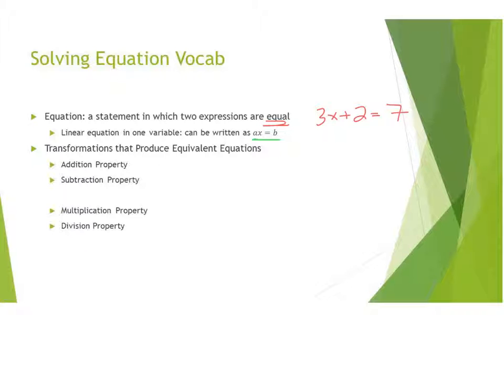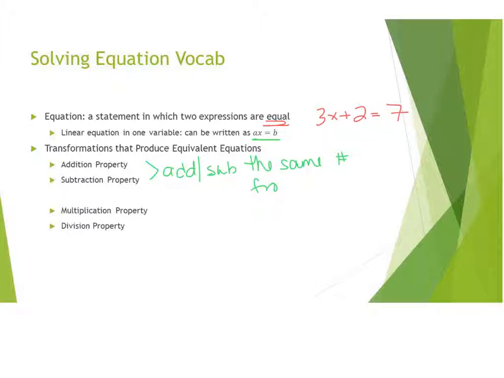Here we have the 4 transformations that you can do to produce an equivalent equation. That means these are the 4 things you can do to an equation and it remains a true statement. These go hand in hand. Addition property and subtraction property: you can add or subtract the same number from both sides. And it has to be the same number.